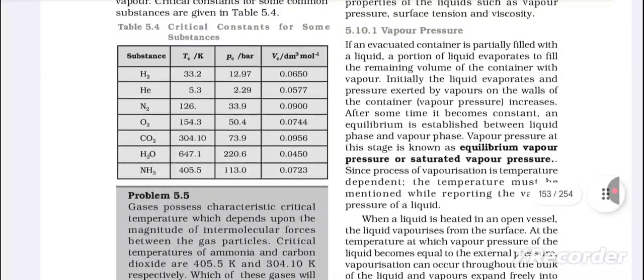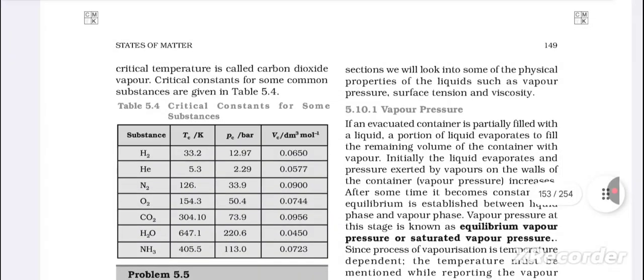In the following session, we will look into some of the physical properties of liquids, such as vapor pressure, surface tension, and viscosity. Vapor pressure. If an evacuated container is partially filled with liquid, a portion of liquid evaporates to fill the remaining volume of the container with vapor. Initially, the liquid evaporates and pressure is exerted by vapor on the wall of the container. After some time, it becomes constant and equilibrium is established between liquid phase and vapor phase. Vapor pressure at this stage is known as equilibrium vapor pressure or saturated vapor pressure.